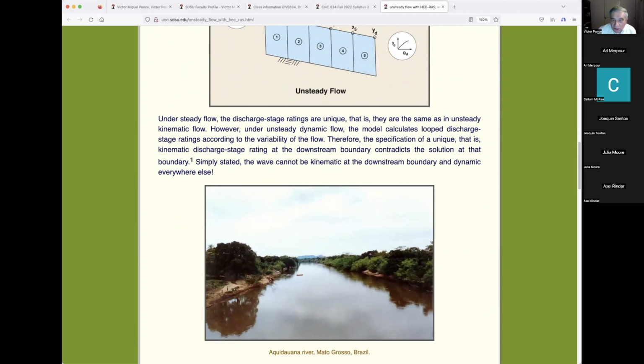Therefore, the specification of a unique, that is, kinematic stage discharge rating at the downstream boundary contradicts the solution at that boundary. Simply stated, the wave cannot be kinematic at the downstream boundary and dynamic everywhere else. In other words, you're solving a dynamic equation for all the interior points, but you're stating the downstream point to be kinematic. That, of course, is not natural. That's not the way it should be done, but it is done, by the way. And I'll tell you why later on.